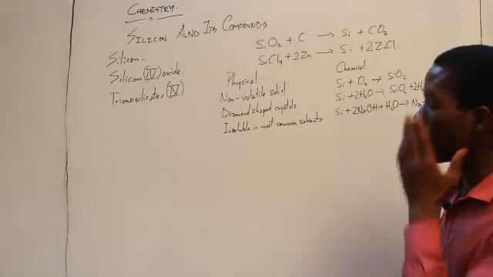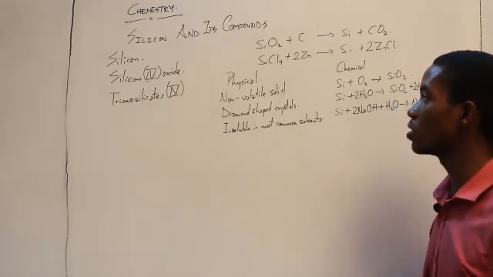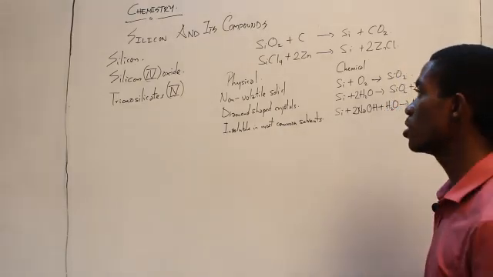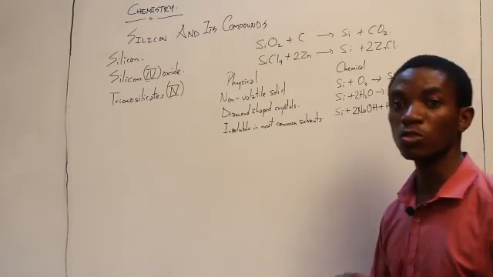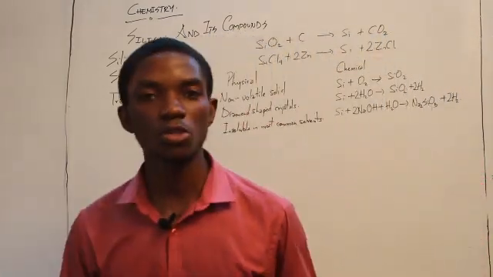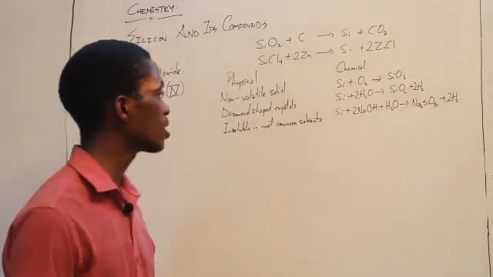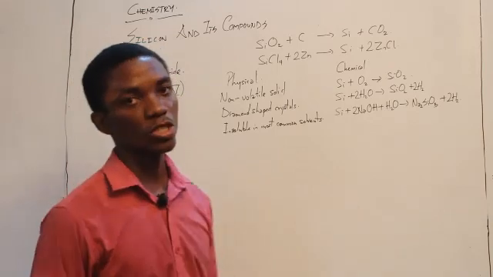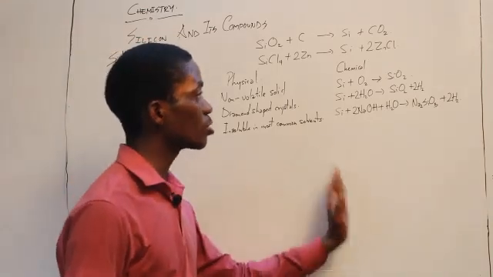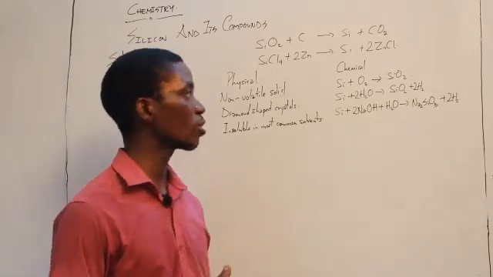What are the physical properties? Physical properties of silicon include that it is a non-volatile solid. It has diamond-shaped crystals. It is insoluble in most known solvents. That is, most popular solvents do not dissolve silicon. Chemical properties: it reacts with oxygen to form silicon oxide. It reacts with water to liberate hydrogen and form silicon oxide, of course.